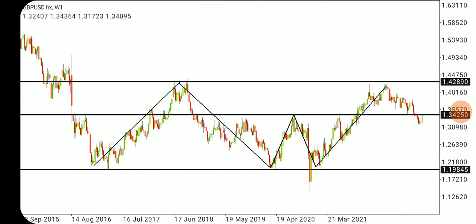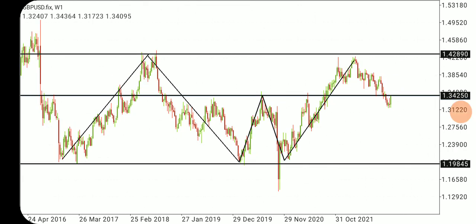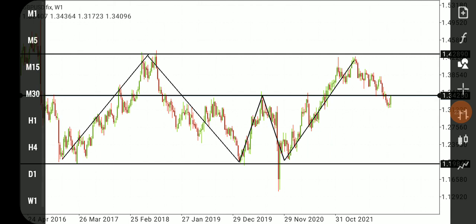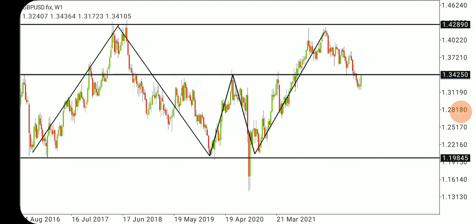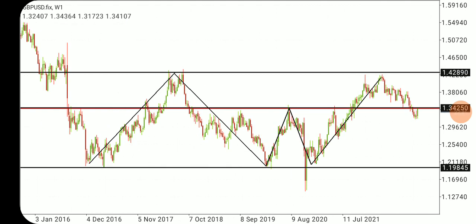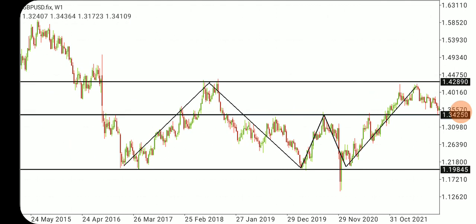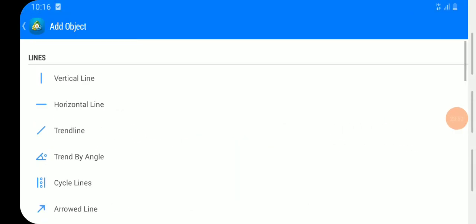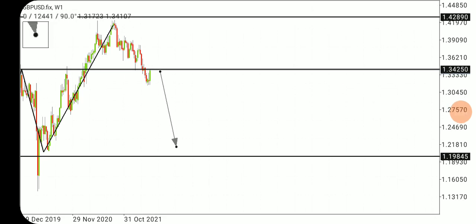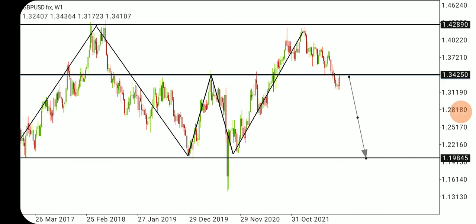So guys, there it is. We have this inner resistance here, which was a support and is now a resistance. In the current price, it is a resistance. So my direction with GBPUSD, it's a long-term run. I'm saying it is going down.